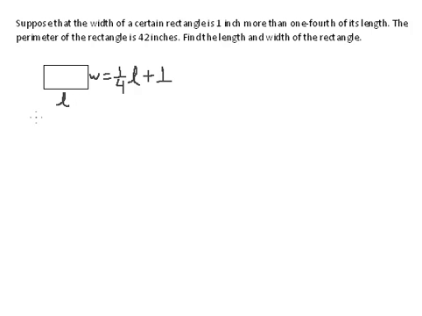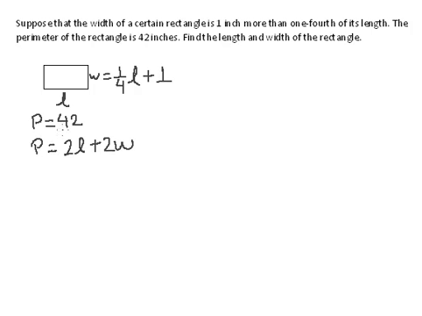Now they're telling us that the perimeter equals 42. So let's write that down. And find the length and width of the rectangle. Okay, so every time you're given a figure, make sure you write down the formula for that figure. So the formula for the perimeter of a rectangle is P equals 2L plus 2W.